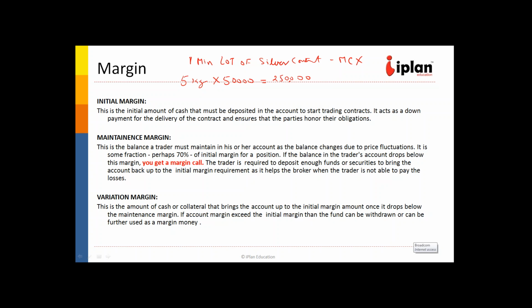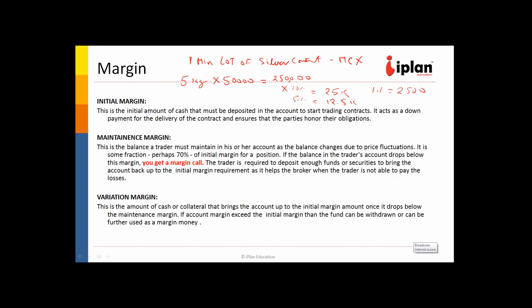Now, you don't have to pay the entire amount to buy one lot of silver contract. You simply have to pay the initial margin stated by the exchange. Let's say the exchange asks you to pay 10% as initial margin. That means you have to pay around 25,000. If the exchange says pay 5%, then you might have to pay just 12,500. Or if the exchange says pay just 1%, then you have to hardly pay 2,500.